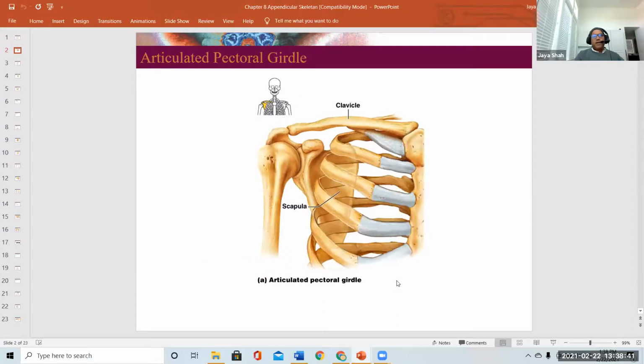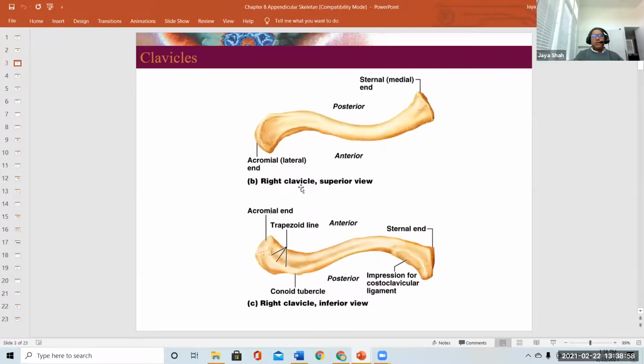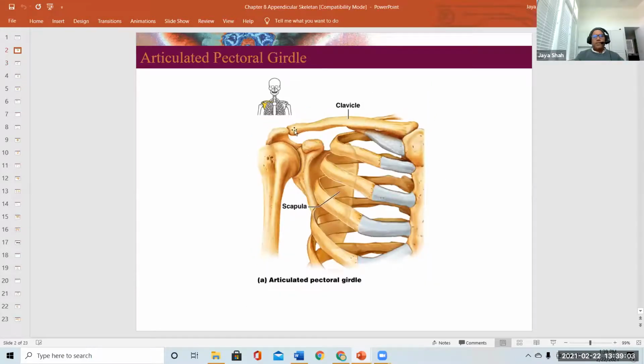So here, the pectoral girdle. You have a scapula here, and the humerus is articulating with the scapula. The first is the clavicle. If you go here, this is the clavicle. Clavicle is attached to the acromion process of the scapula. This is the clavicle, and it is attaching to the sternum. So it has a lateral end attached to the acromion process of the scapula, and a medial end attached to the sternum.